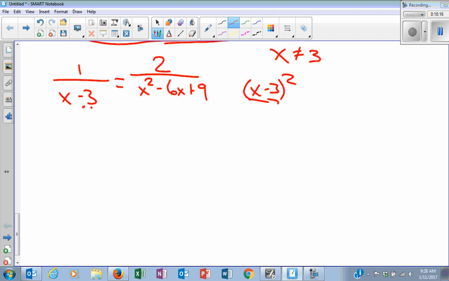Now I don't use this factor. I'm just going to cross multiply. And the reason I'm not going to use that factor is because I'm multiplying by 1. And when I multiply by 1, I just get all this out.